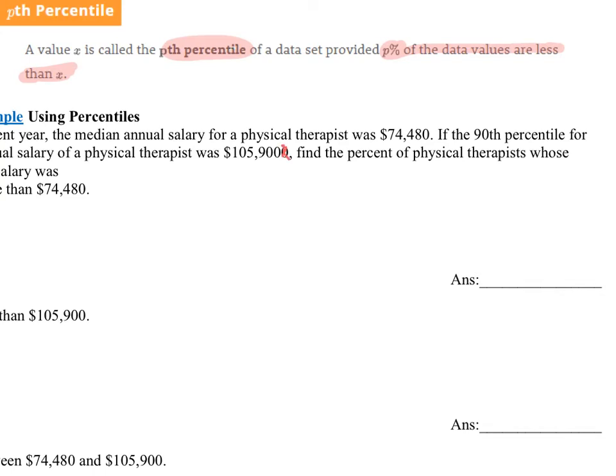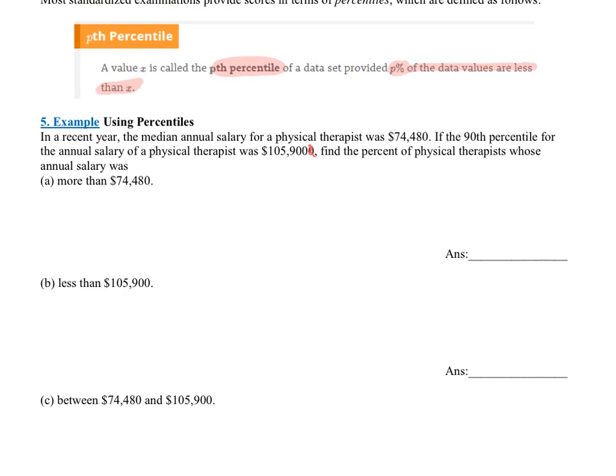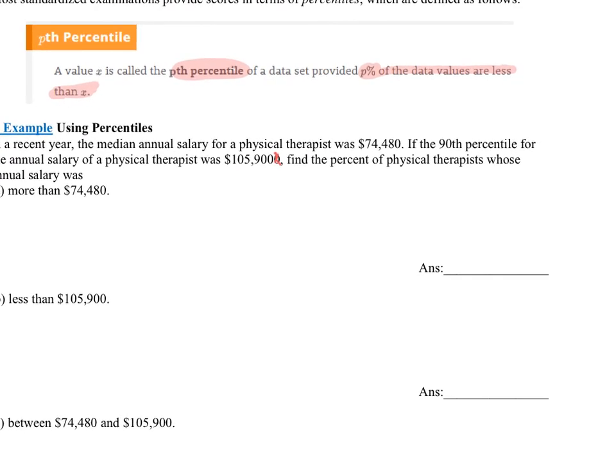$105,900. It says find the percent of physical therapists whose annual salary was A, more than $74,480, B, less than $105,900, and C, between $74,480 and $105,900. Okay, so I'm a very visual person here. Let's just kind of get a graph out and see what is going on here.